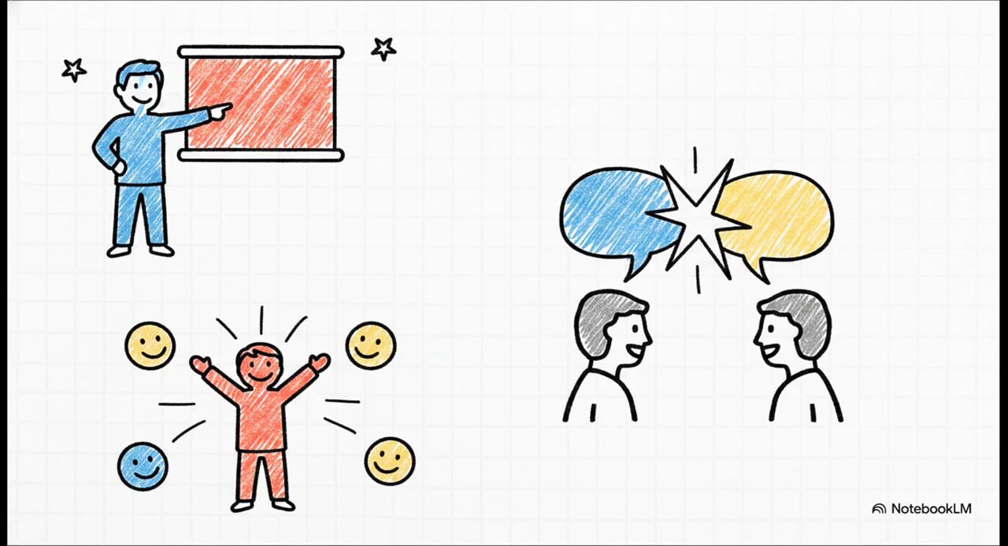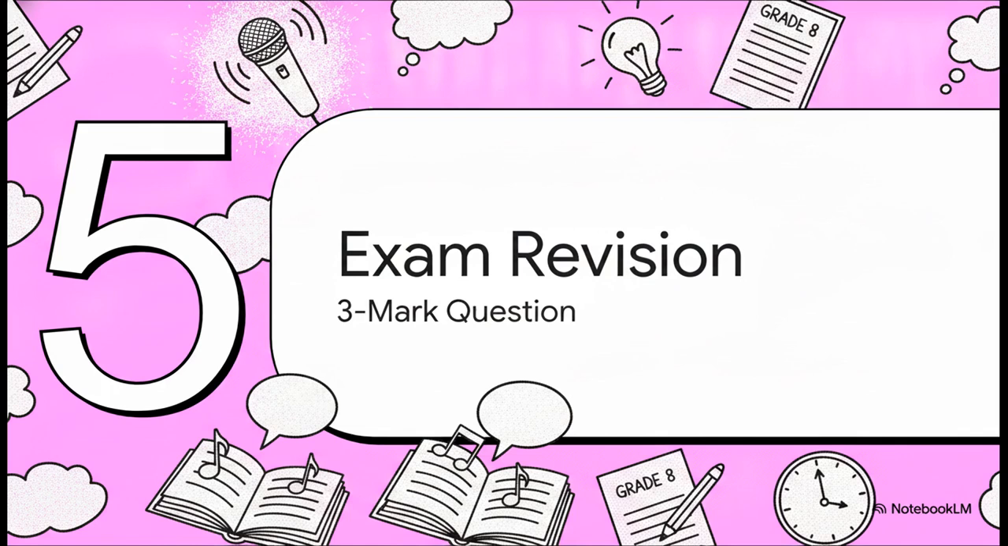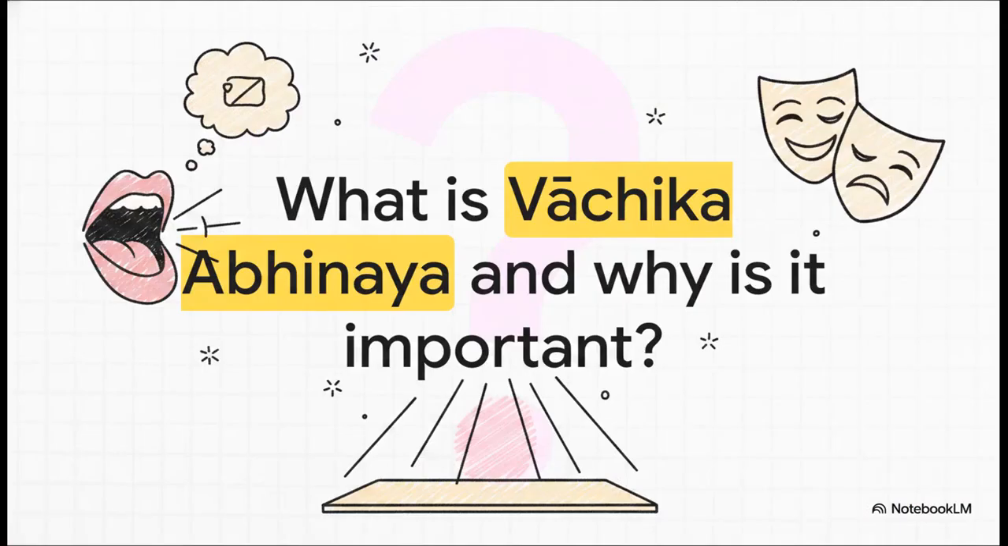It's a game changer. Finally, Section 5, Exam Revision. Let's make sure you ace that 3-mark question. Let's make absolutely sure you are ready for that question we talked about at the very beginning of the explainer. What is Vāchika Abhinaya and why is it important in theater performance? I want you to think about how you'd piece together everything we've covered today to answer this clearly and confidently.